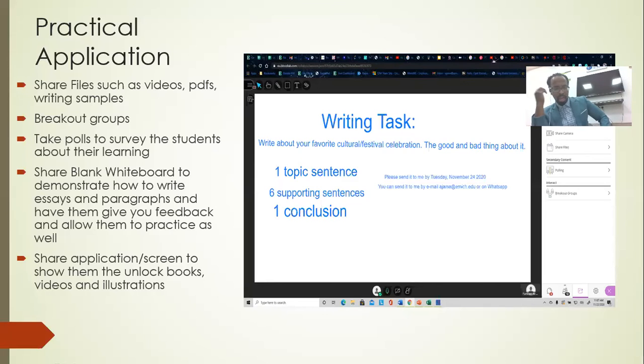You could also share the blank whiteboard to demonstrate how to write essays and paragraphs. I think that's one of the areas where a lot of students lack skills, the writing ability. Usually I will share the blank whiteboard and write down, okay, this is the writing task. Give me one topic sentence, six supporting sentences, one conclusion. I'll illustrate an example of how to do it, then I'll ask them for it next week, and then I'll give them feedback. Obviously, Anhar will talk more about writing and practical applications of that.